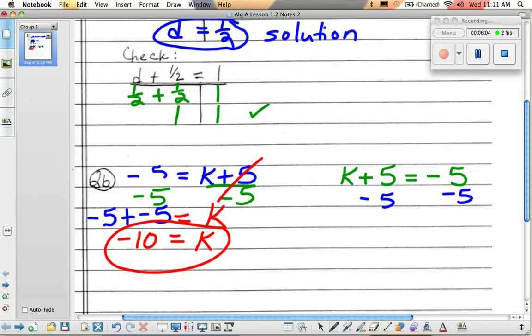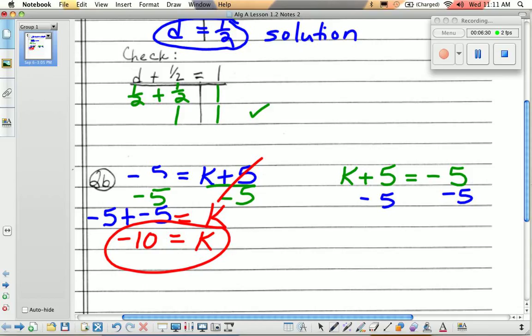Anybody have questions about that one? What do we have left to do? Go ahead, Emerson. With the k plus 5, like the one on the other side, why did you write it like that instead of 5 plus k? Like how it's originally written. Is that how it originally was 5 plus k? Did I write it wrong? Yeah. It's negative 5 equals k plus 5.